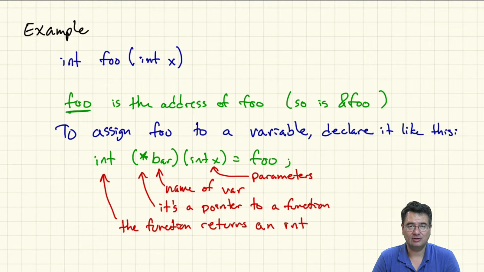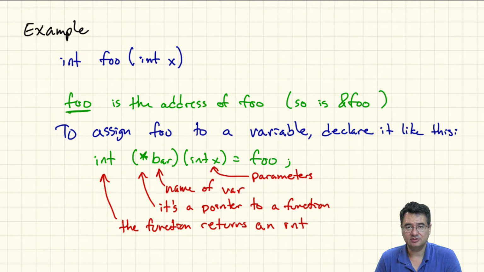Here's an example of a simple function. It's called foo. It takes in an integer parameter and returns an integer. Just the name foo by itself is the address of foo. You can also put the ampersand in front of it to get the address of foo, but you don't have to. Again, this is just like arrays: with an array, you can put the ampersand in front and get the address of the array, or leave it off and you still get the address of the array. It's up to you whether or not you want to put the ampersand on there. I'm going to leave it off because I think it makes things a little bit simpler.